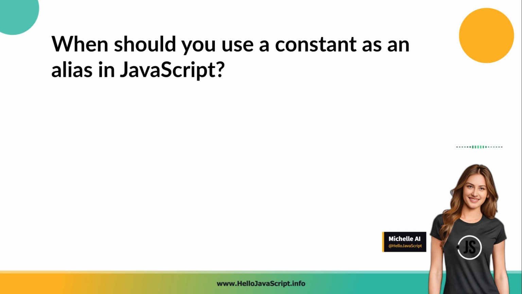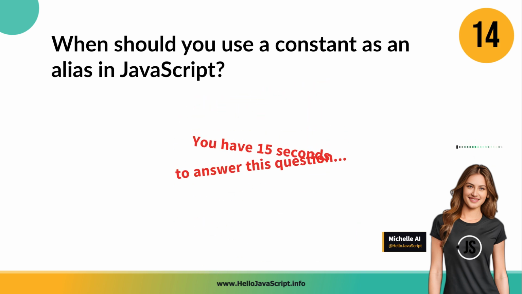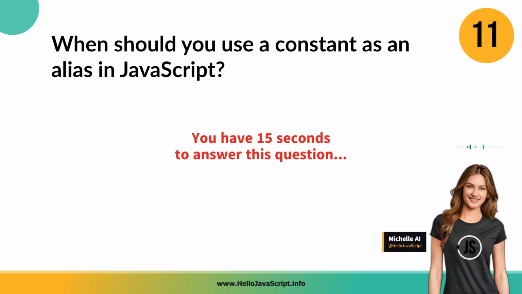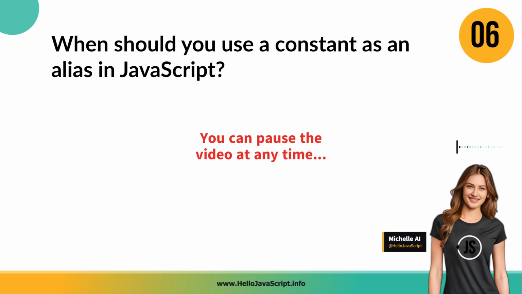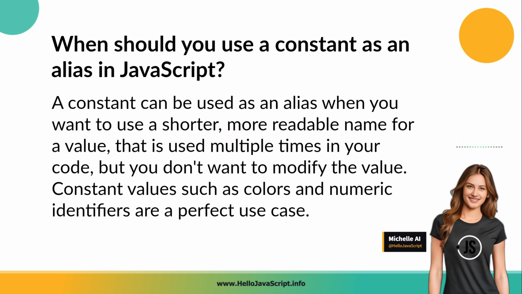Let's move on to the next question. When should you use a constant as an alias in JavaScript? Here is the interview response. A constant can be used as an alias when you want to use a shorter, more readable name for a value that is used multiple times in your code, but you don't want to modify the value. Constant values such as colors and numeric identifiers are a perfect use case.